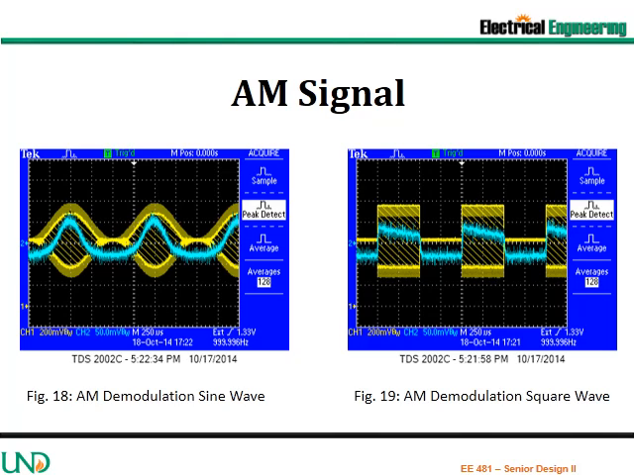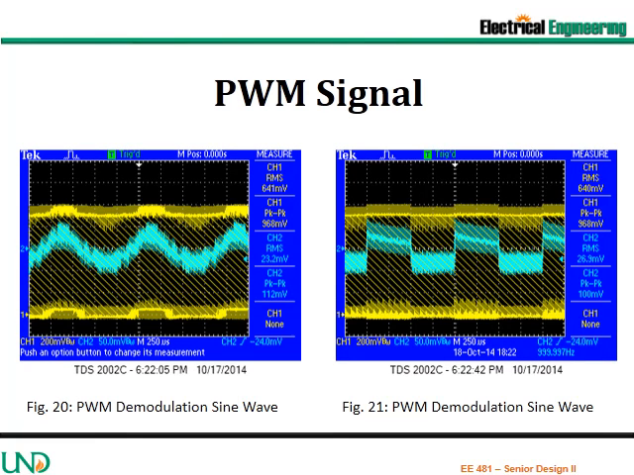Notice the distortion on the negative half cycle of the output sine wave. The envelope detector also results in distortion of the square wave due to the high pass filter on the audio output. Pulse width modulation has also proved to be an effective method of transmitting signals.